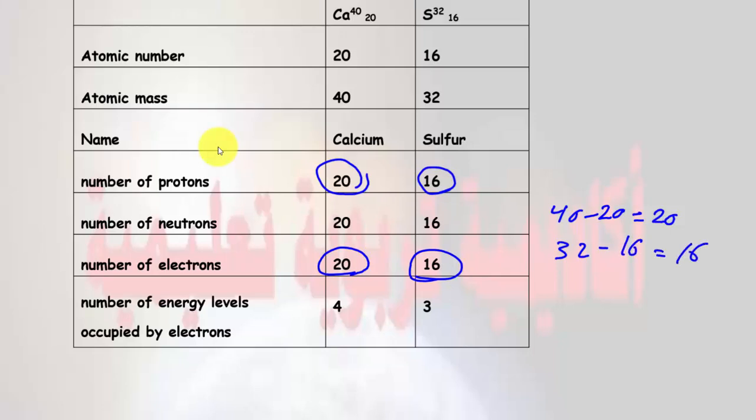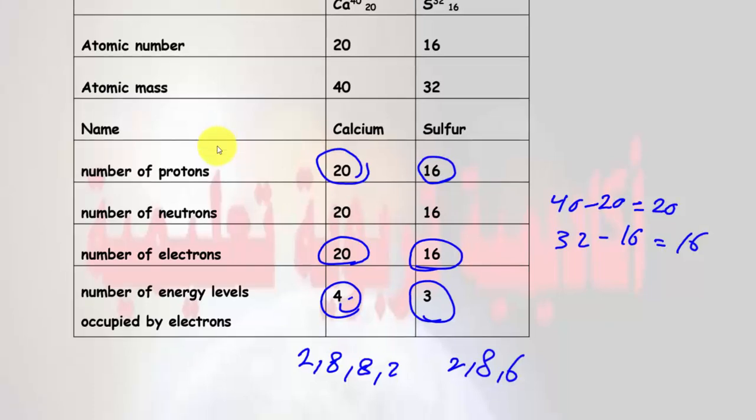The number of energy levels here, when we distribute 20 as 2, 8, 8, 2, so this has 4 energy levels, and here 2, 8, 6, so it has 3 energy levels.